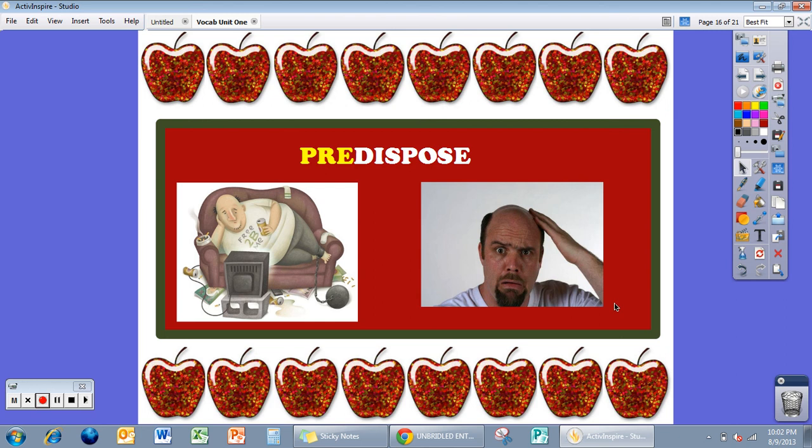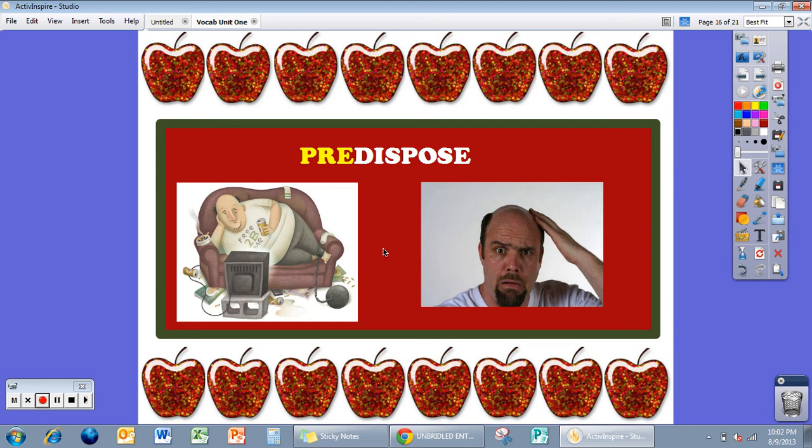Next we have predispose. Notice in yellow we have the pre. Pre is a prefix that means before. And so predispose means to incline beforehand. Now that's your definition in your book.